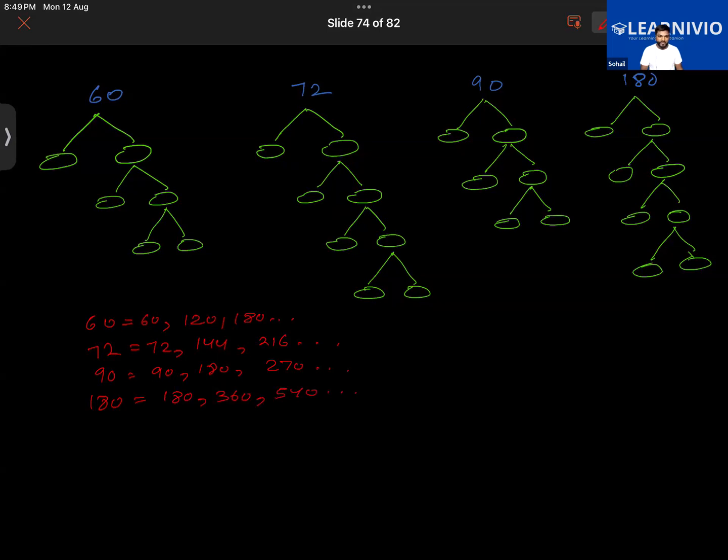You are answering 120. Is 120 a common multiple for all these numbers? Is it a common multiple? No, obviously it is not. So how can it be the answer? What have you done? Can you please let me know? Have you done it correctly?